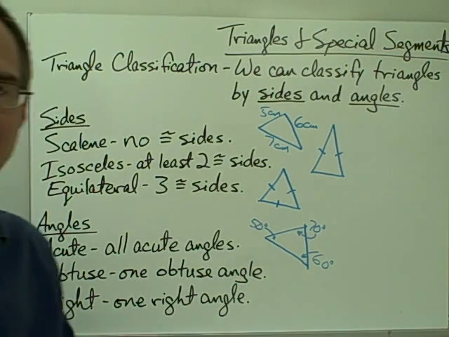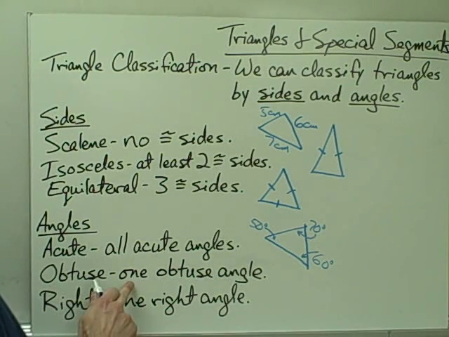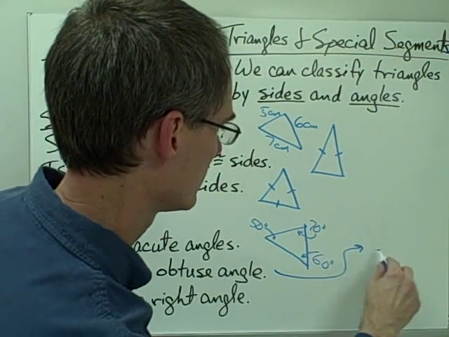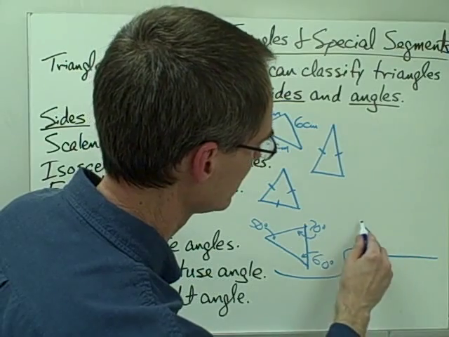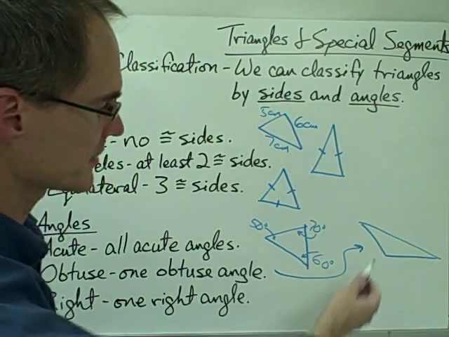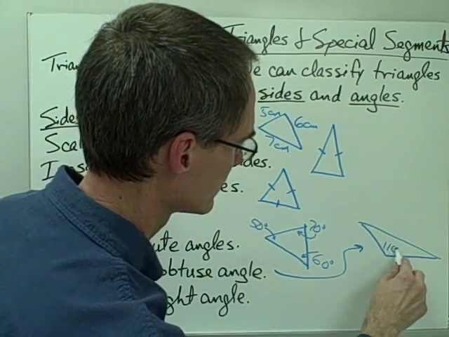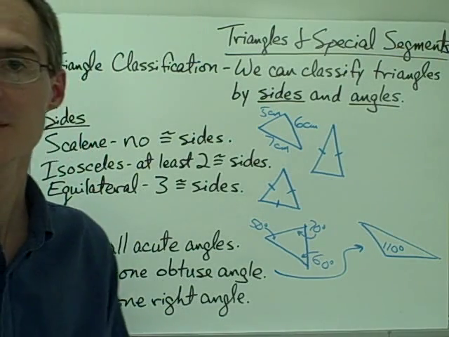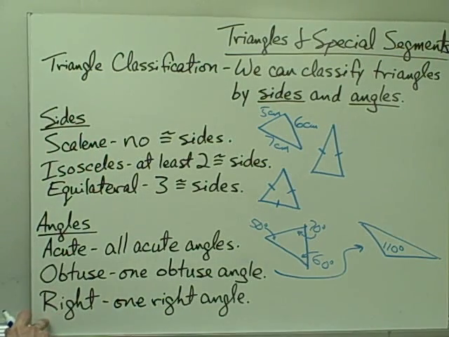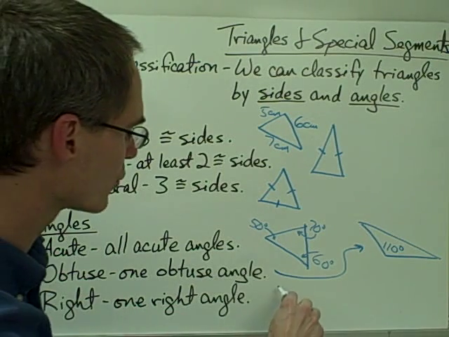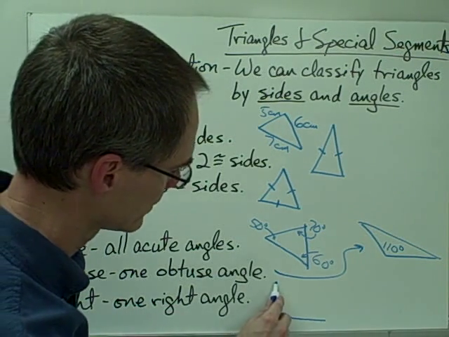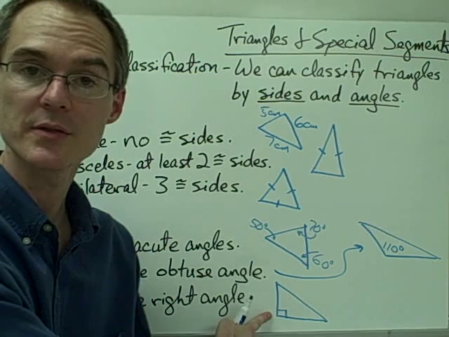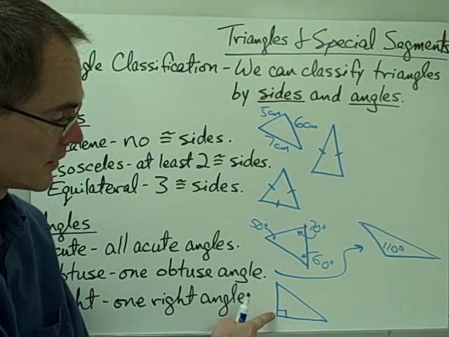Second way to classify a triangle by its angles is an obtuse triangle, and an obtuse triangle has one obtuse angle. So, an example of an obtuse triangle would be a triangle that looks like that, and say this angle is 110 degrees. Well, that triangle has one obtuse angle, therefore it's an obtuse triangle. And finally, we have a right triangle. A right triangle has one right angle, and that's an example of a right triangle. And I know it's a right triangle because it has the little perpendicular symbol in this corner angle right here.